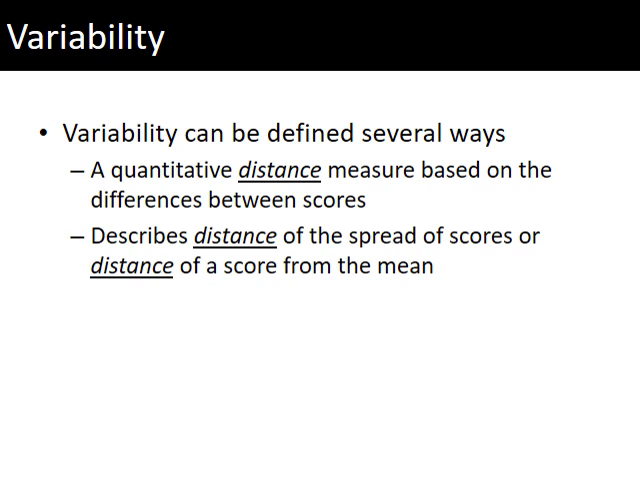Conversely, we might have half of the people give a score of 3, a quarter of the people give a score of 1, and a quarter of the people give a score of 5. So this would yield the same mean as in the first example. The mean would still be 3. But now we've got some variability there. So now not all the scores are exactly the same. There's some distance from one score to the next. So calculating variability allows us to describe the distance of the spread of the scores, or the distance of an average score from the mean.